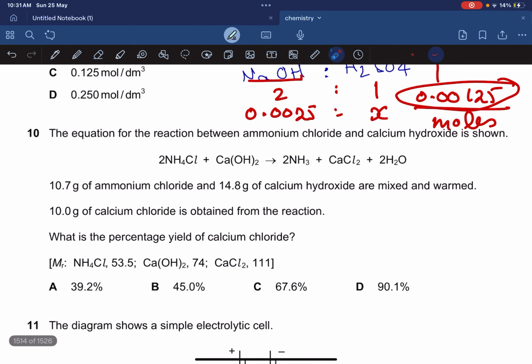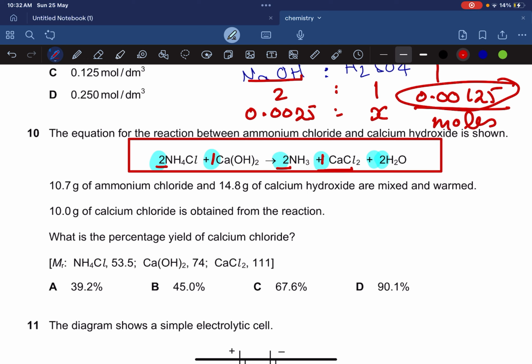The equation for the reaction between ammonium chloride and calcium hydroxide is shown. Okay, equations are very useful. What's the most important thing you look at in an equation is this. This is the key in every equation. And what's this? This is the coefficient. This tells you that 2 moles of ammonium chloride react with 1 mole of calcium hydroxide, producing 2 moles of ammonia, 1 mole of calcium chloride, and 2 moles of water. That's the key in an equation, and I believe that's the one thing that most people struggle with. They don't look at the coefficients.